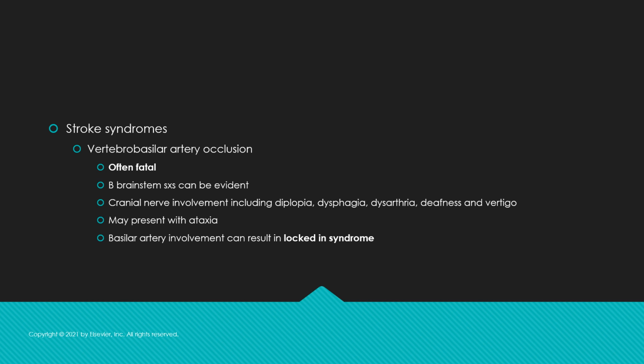Vertebrobasilar artery occlusions are going to happen at the base of that posterior circulation, and so they're going to typically involve the brainstem bilaterally. And these CVAs are often fatal. We don't tend to see a lot of patients clinically with vertebrobasilar CVAs because of the fatality rate. When we do see these patients, they can present with cranial nerve involvement if the brainstem has been spared of the life management functions that it needs to maintain. And so they'll present with diplopia, dysphagia, dysarthria, deafness, and vertigo.